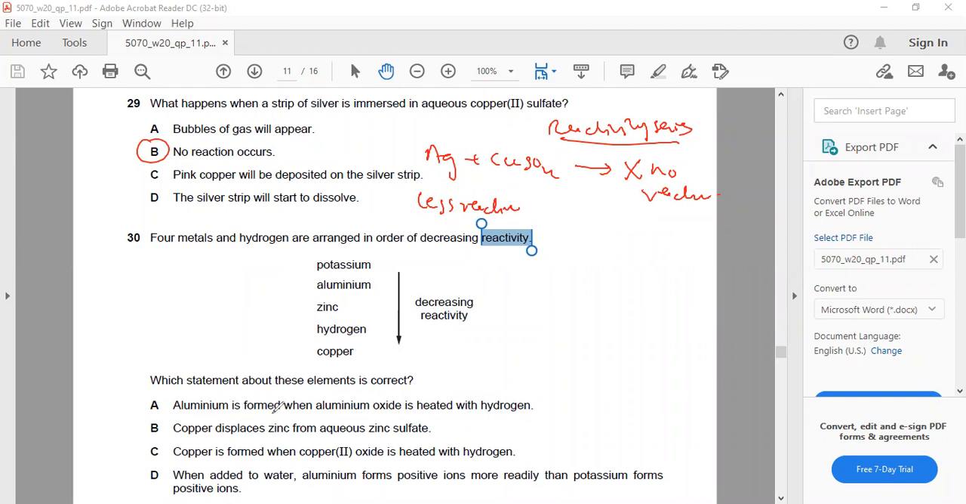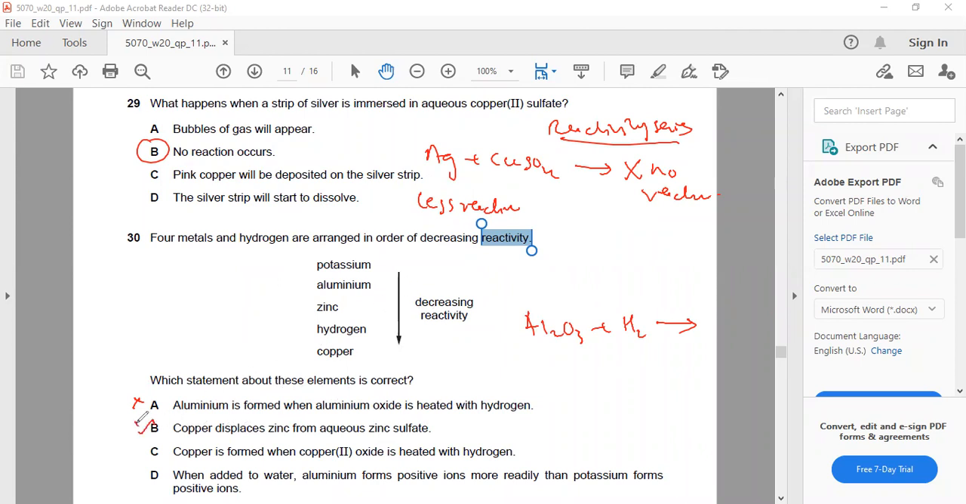The 30th is also about the reactivity series. Aluminum is formed when aluminum oxide is heated with hydrogen. This is wrong, but if you don't know, you have to revise the reactivity series. Hydrogen cannot remove oxygen from reactive metals. But you know which one is the correct answer.